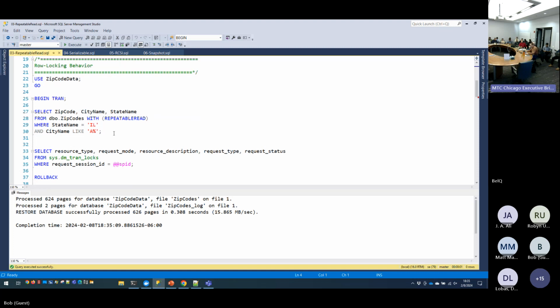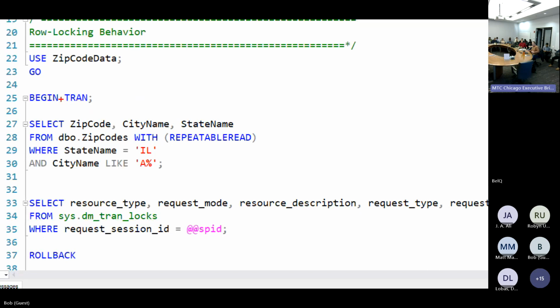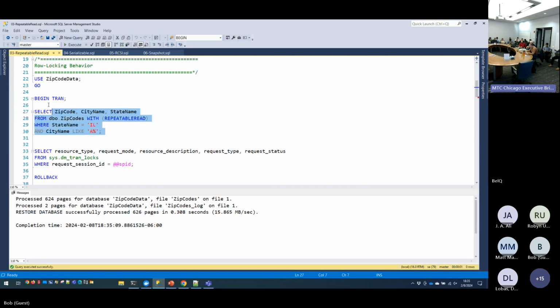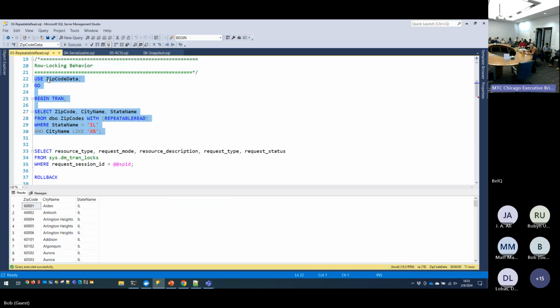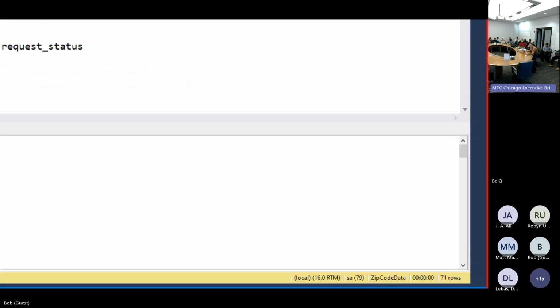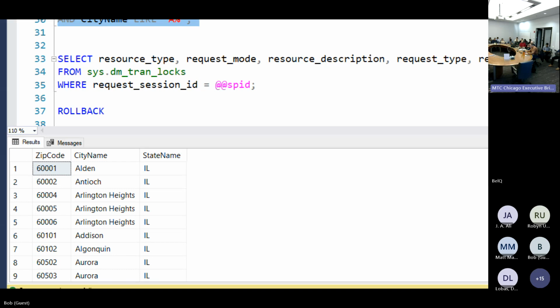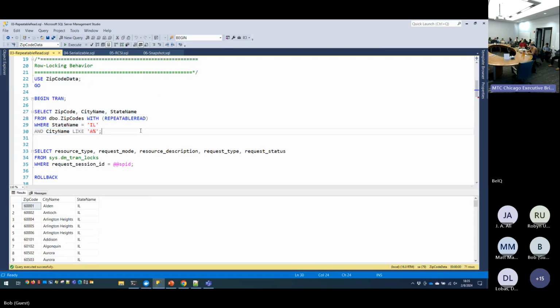So just to show you what this looks like, you have to specify either WITH REPEATABLE READ or SET ISOLATION LEVEL REPEATABLE READ. So what I'm going to do here is begin a transaction and select all the cities in Illinois that start with the letter A, with repeatable read. Okay, down at the bottom there are 71 rows of cities that start with it. And yes, they're repeated if they have multiple zip codes. So it has 3 zip codes apparently, things like that.